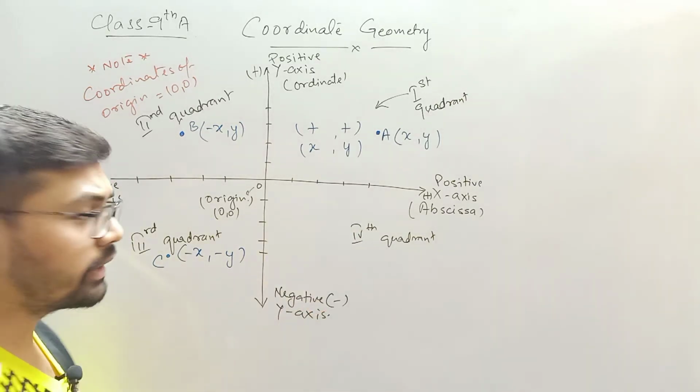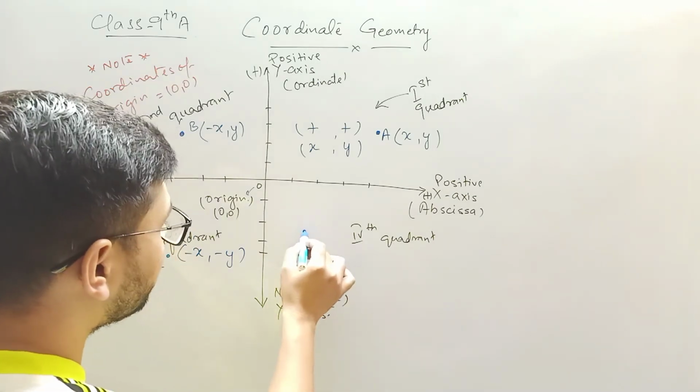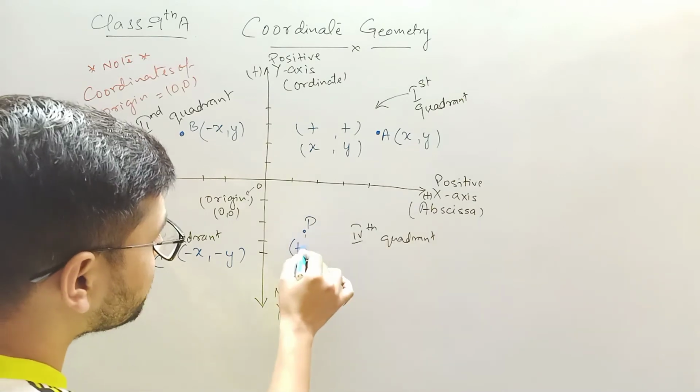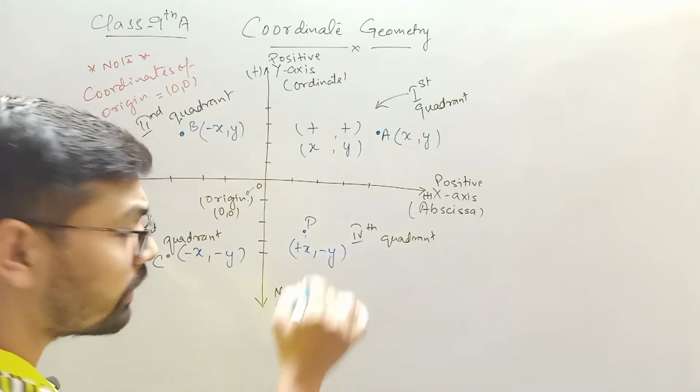In the fourth quadrant, let's say a point here is D, and the coordinate of this D point will be positive x and negative y. Any doubt till this step?